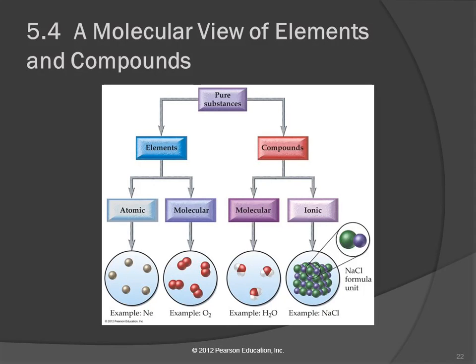So here's an overview looking at elements and compounds. Elements and compounds are both pure substances. Elements only have one kind of atom in them, and compounds are going to have different kinds of atoms. And we can break elements into two different groups, atomic and molecular, and we can break compounds into two different groups, molecular and ionic compounds. And scientists tend to do that.